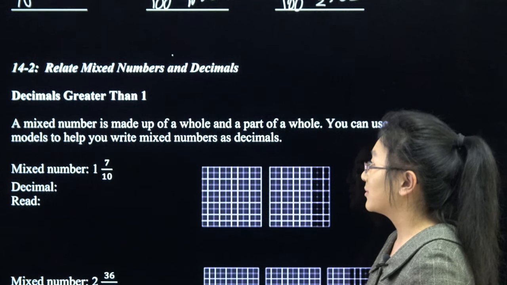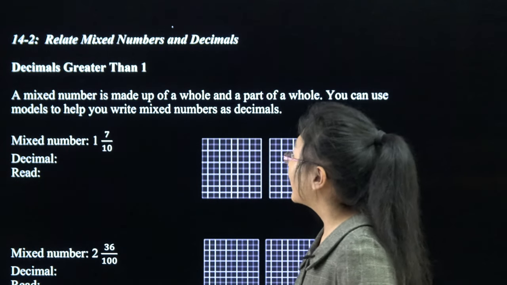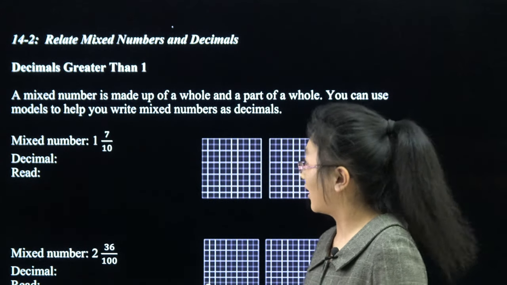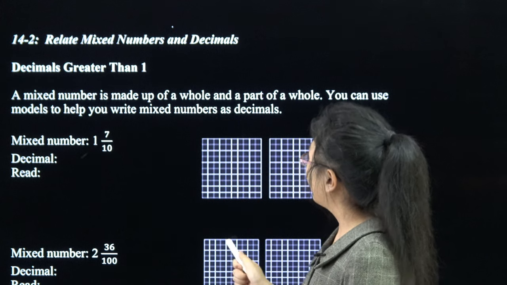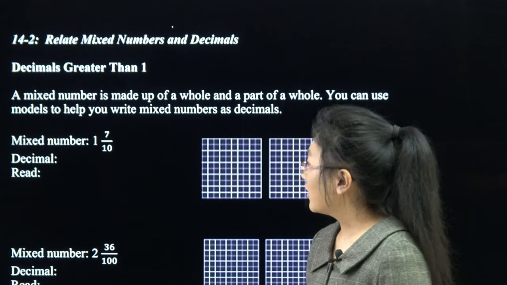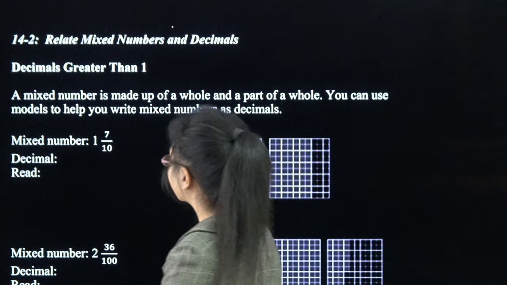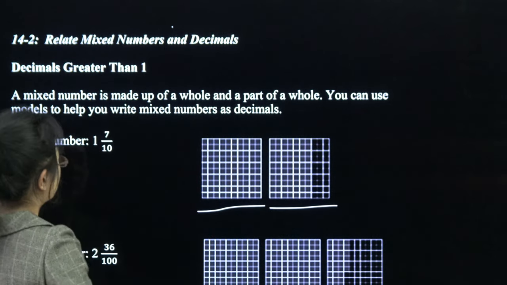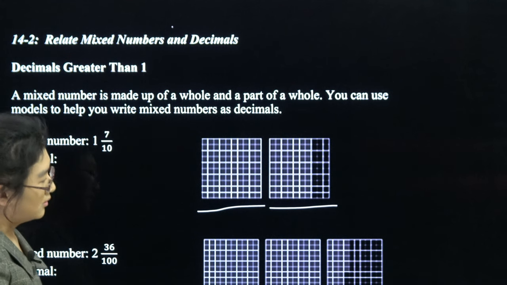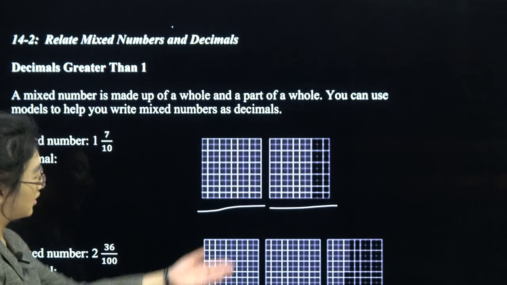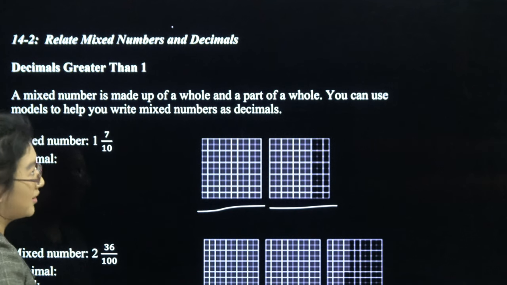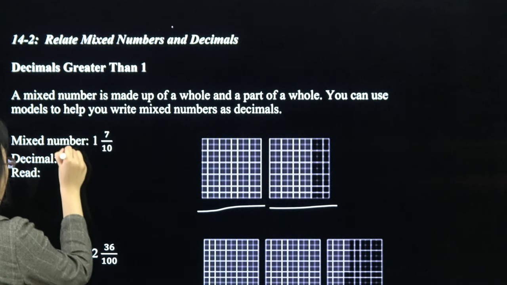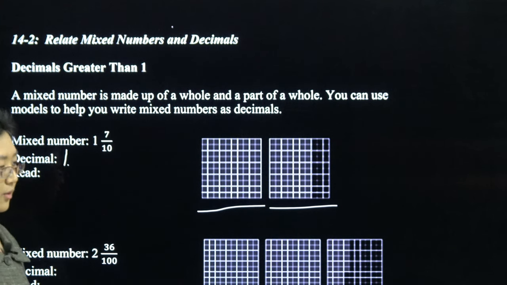Relate mixed numbers and decimals. Now, if you don't remember what a mixed number is, it's a whole and a part of a whole, or, well, a whole number and then a fraction right beside it. You can use models to help you write mixed numbers as decimals, or you could just use a fraction itself. So the mixed number over here is 1 7/10. Well, technically it's 7 over 10, but it's 70 over 100 over there. But it simplifies.